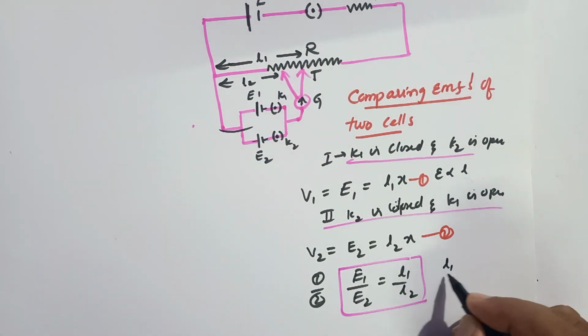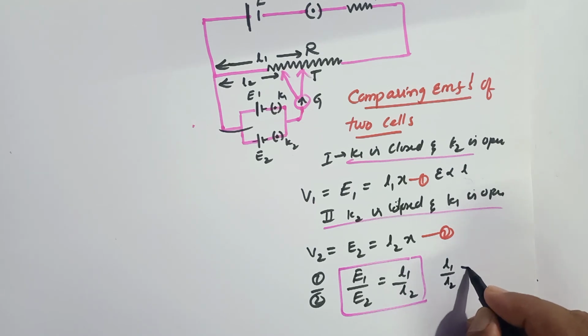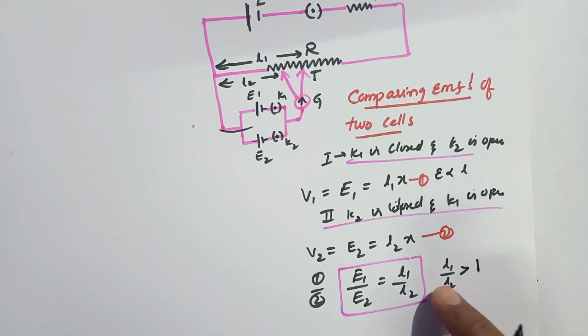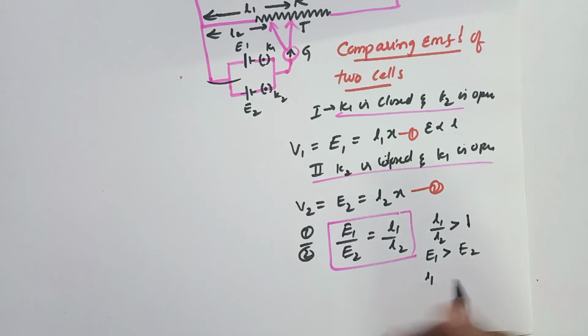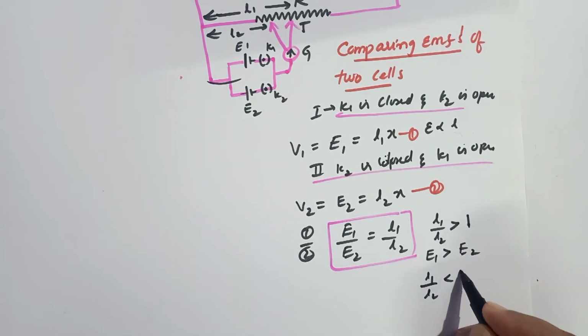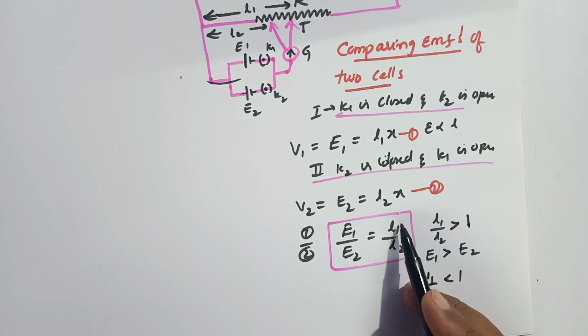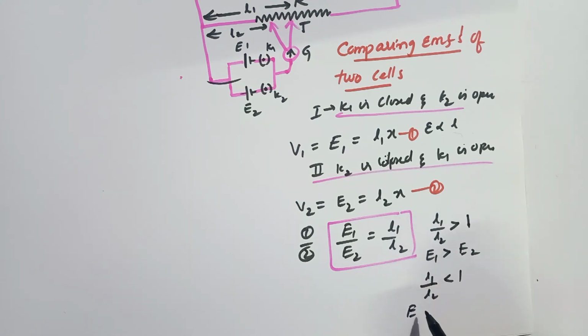If L1 by L2 is greater than 1, then what is the meaning here? That means E1 is greater than E2. If L1 by L2 is lesser than 1, the denominator is greater and the numerator is less. It implies that E1 is less and E2 is greater. If the denominator is greater, then only you'll get less than 1, like 0.2 in terms of decimals.